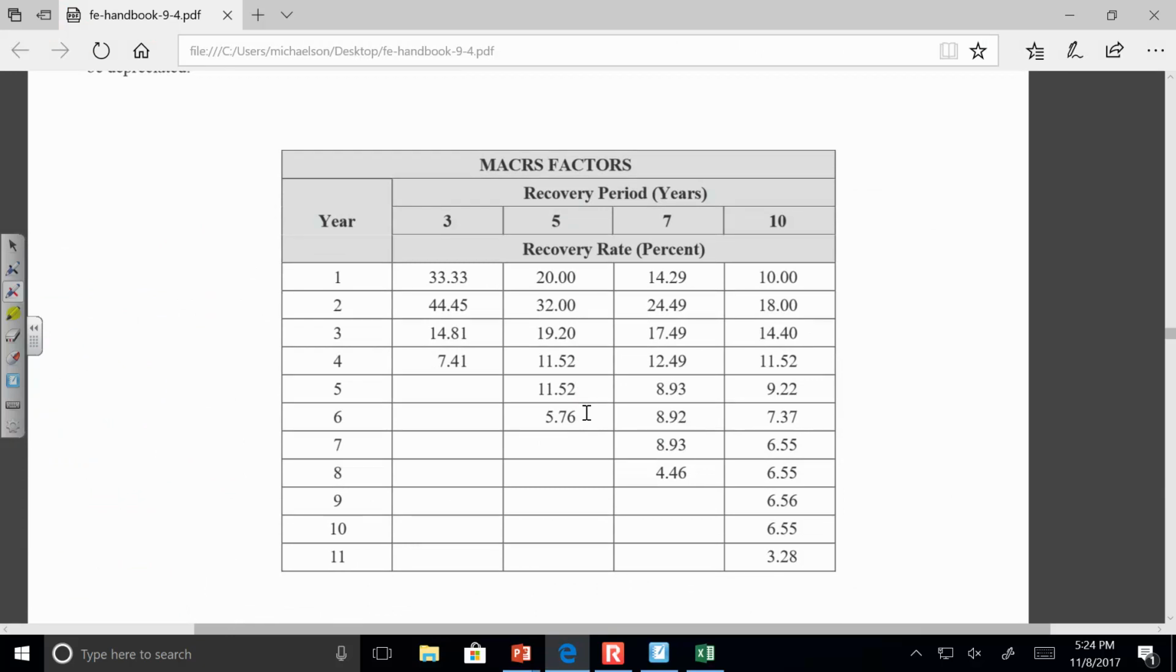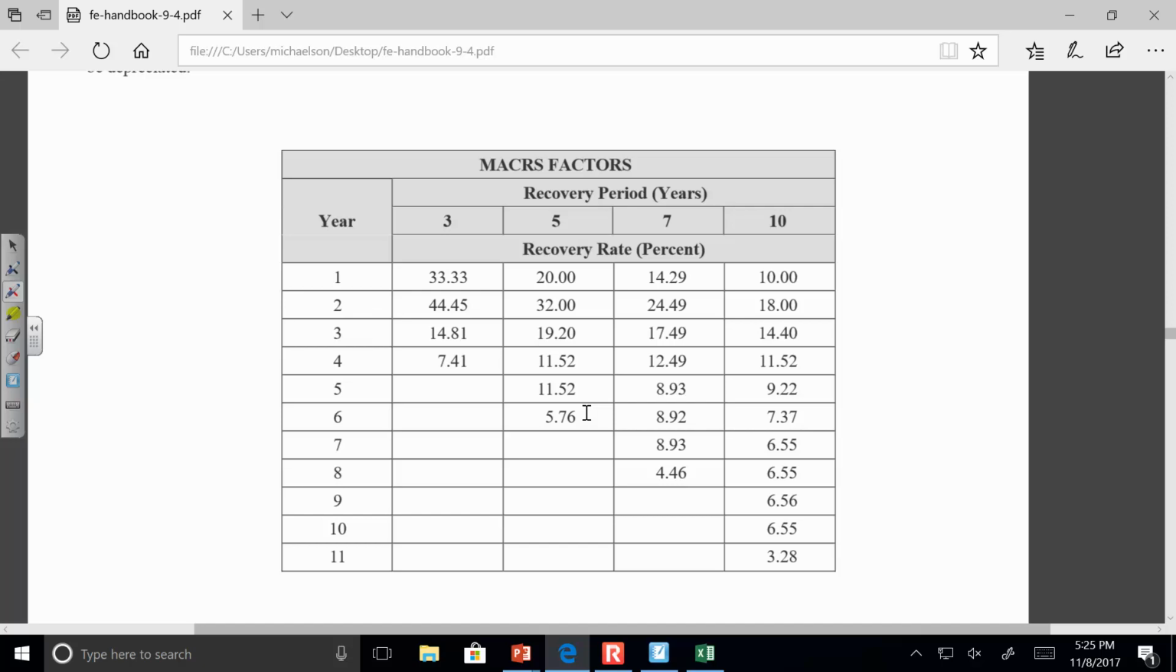Based on a given recovery period, so for this problem I think we're using 5 years, we determine the total amount of depreciation. Now, let me ask you a question. Add up these numbers right here and tell me what you get, those 4. In fact, that will be the same for every one of these. As you go down, this will tell you the total amount of depreciation, and it is not linear.